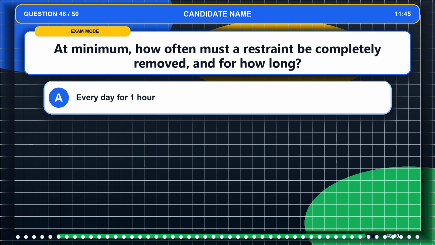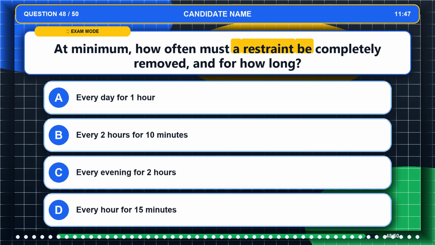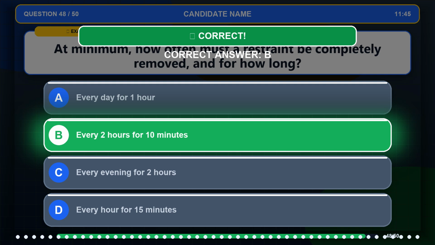Question 48. At minimum, how often must a restraint be completely removed, and for how long? Option A, every day for 1 hour. Option B, every 2 hours for 10 minutes. Option C, every evening for 2 hours. Option D, every hour for 15 minutes. The correct answer is option B, every 2 hours for 10 minutes.